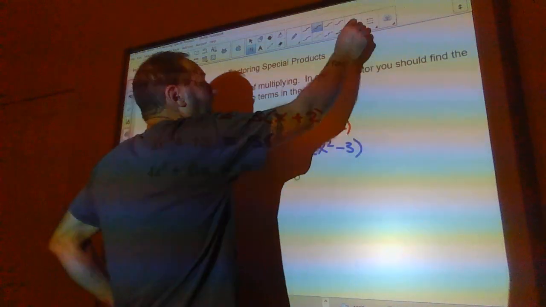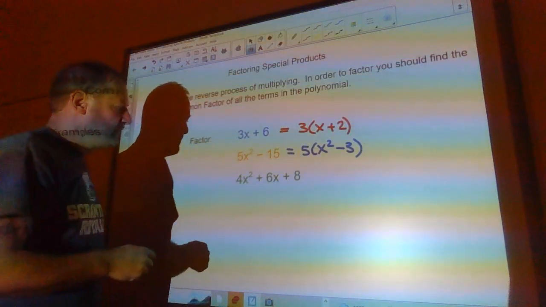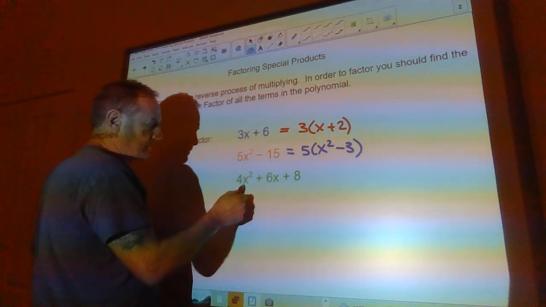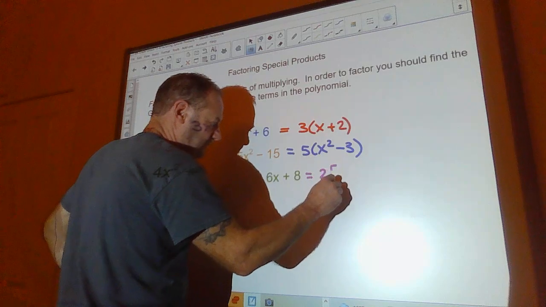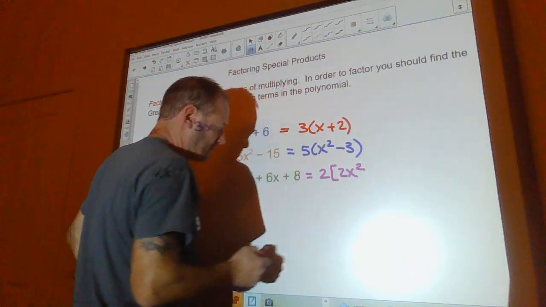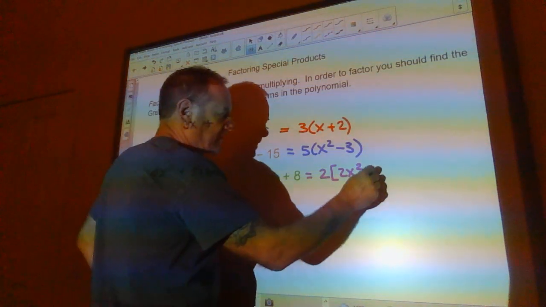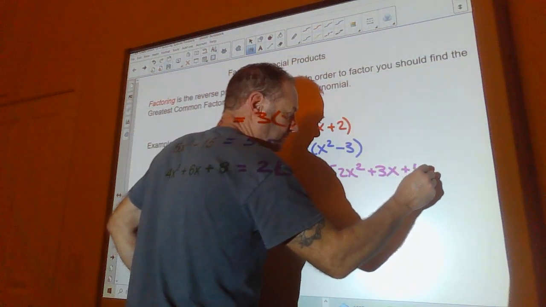Okay, and then for this last one, when I look here, there's a 2 in all of these things, so I can factor out a 2. Leaves me with a 2x squared here. Leaves me with a 3x right here, and leaves me with a 4 right there.